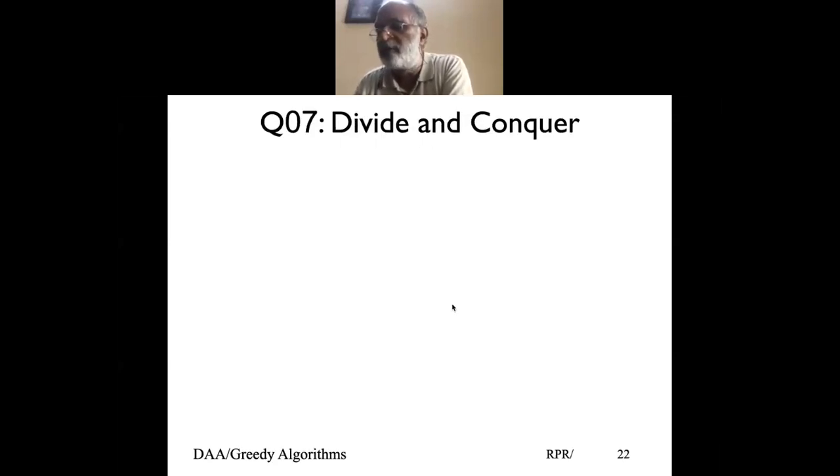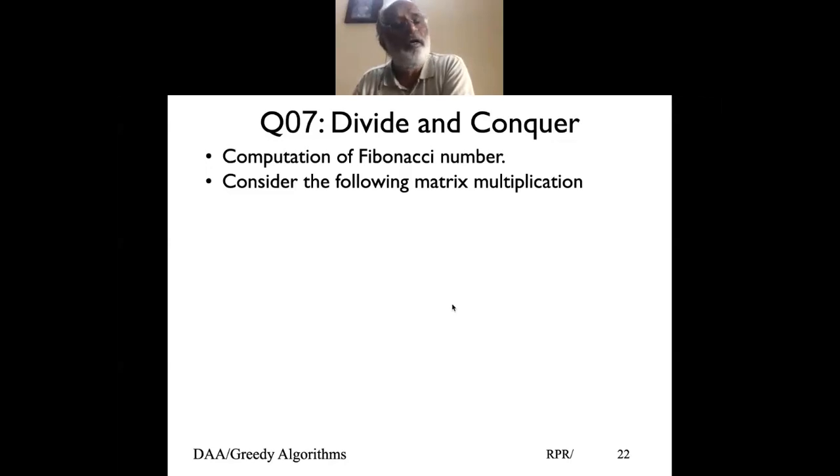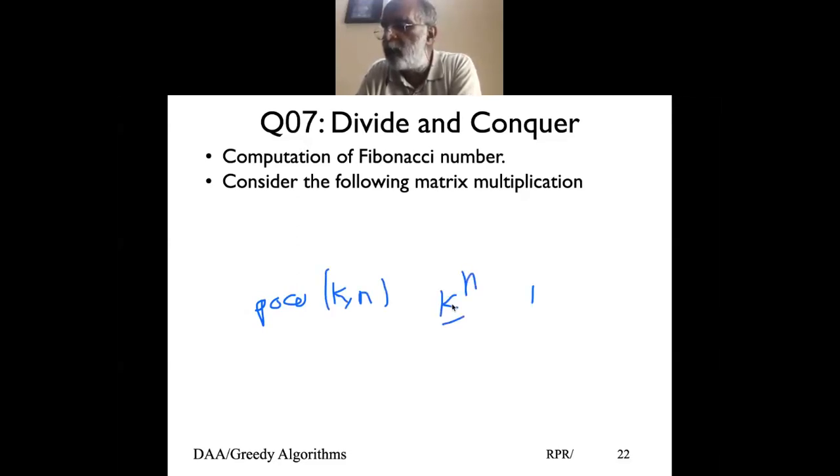Let me move to question number 7, which was basically computing the Fibonacci number. Normally we know it takes order n time, but the question was, can we do this computation in order log n time? How do we do that? Remember, we can compute the power of any number in log n time, because I can divide the power into half and add. The same question was asked in the T1 as well: compute power, so I need to compute k raised to power n in log n time.